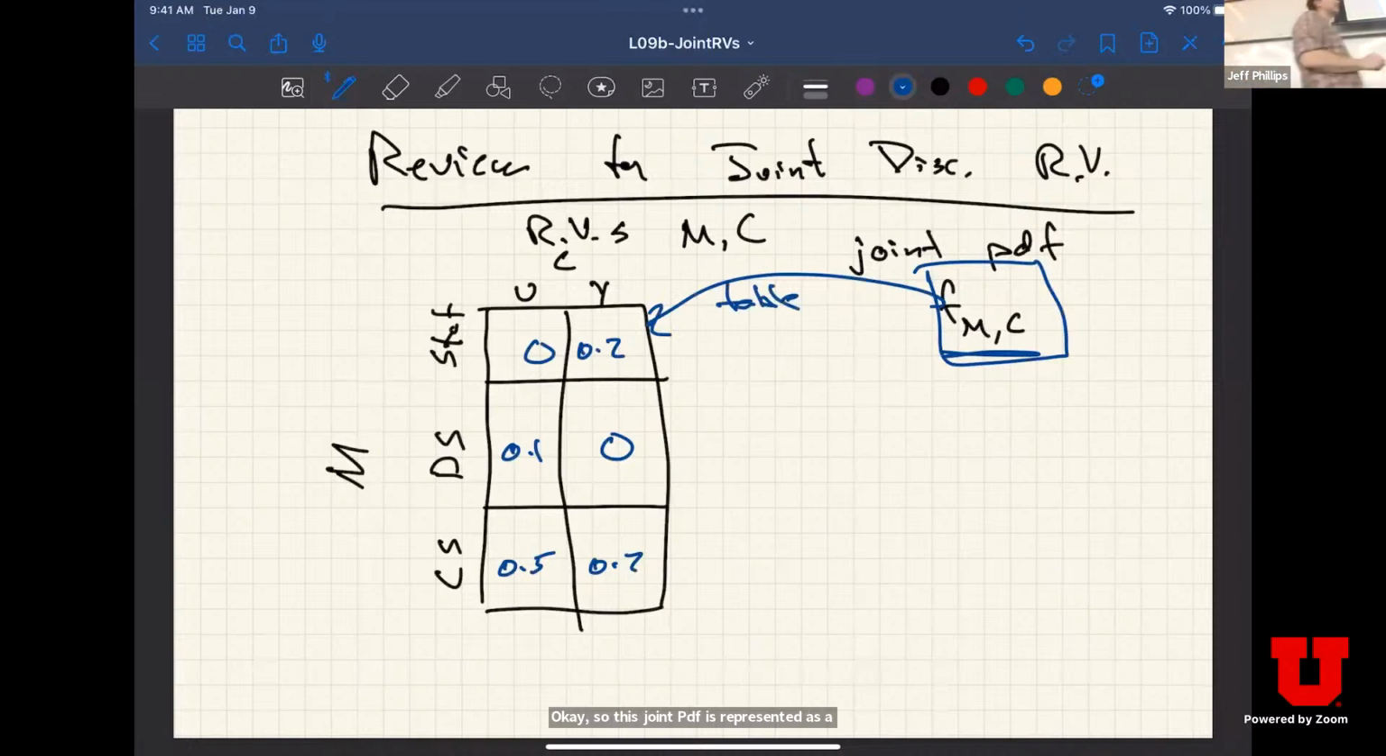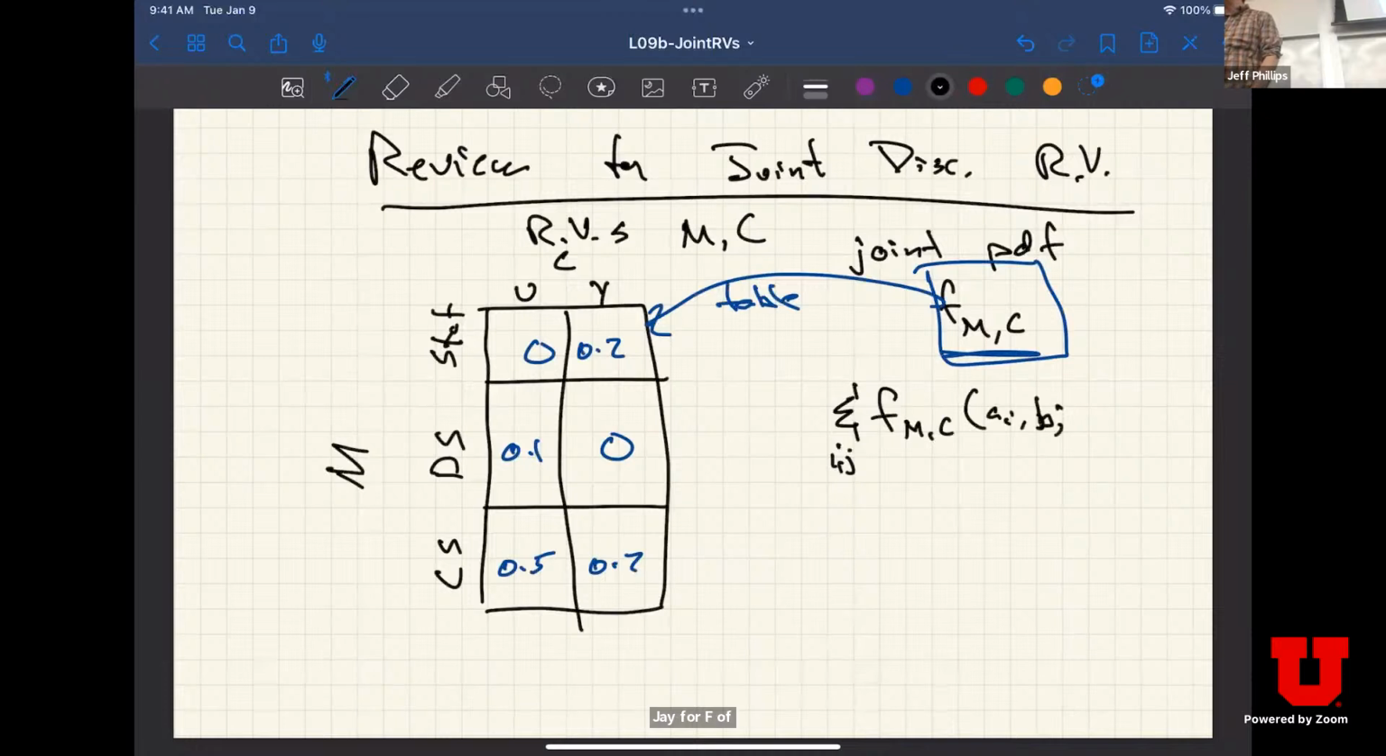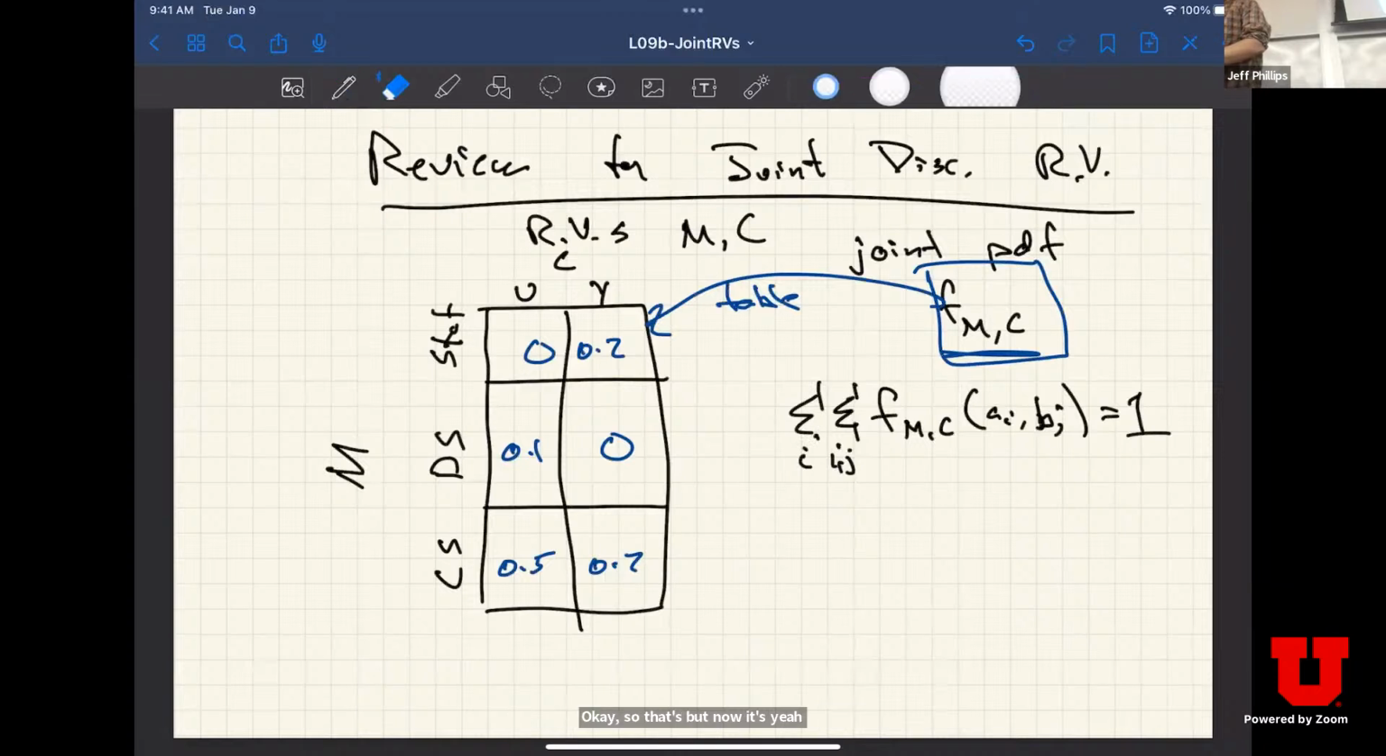Think of this for discrete random variables. It's essentially a table. You could think about it in other ways, but it always exists as a table. Some entries could be 0. If I sum over all values i and j for f of M, C, taking on values a_i and b_j, this is always equal to 1, right? So if I add up all of these values, they have to equal 1. I should write this as a double sum, over i and j.